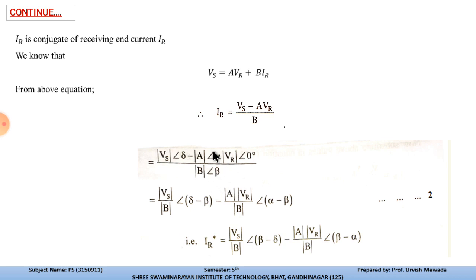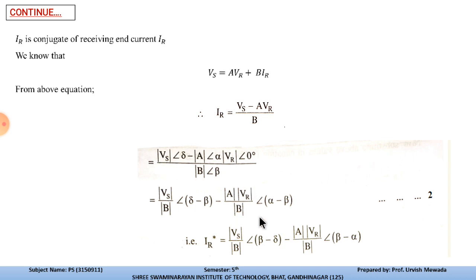Now split this term, so Vs by B is at angle delta minus beta. If you have two angles in the denominator and numerator and combine them, that becomes the subtraction of the two angles, delta minus beta. Now A into VR divided by B is at angle alpha minus beta, because VR is the reference, so it is 0 and we are not considering its angle here. So A into VR divided by B at angle alpha minus beta, this is equation number 2.